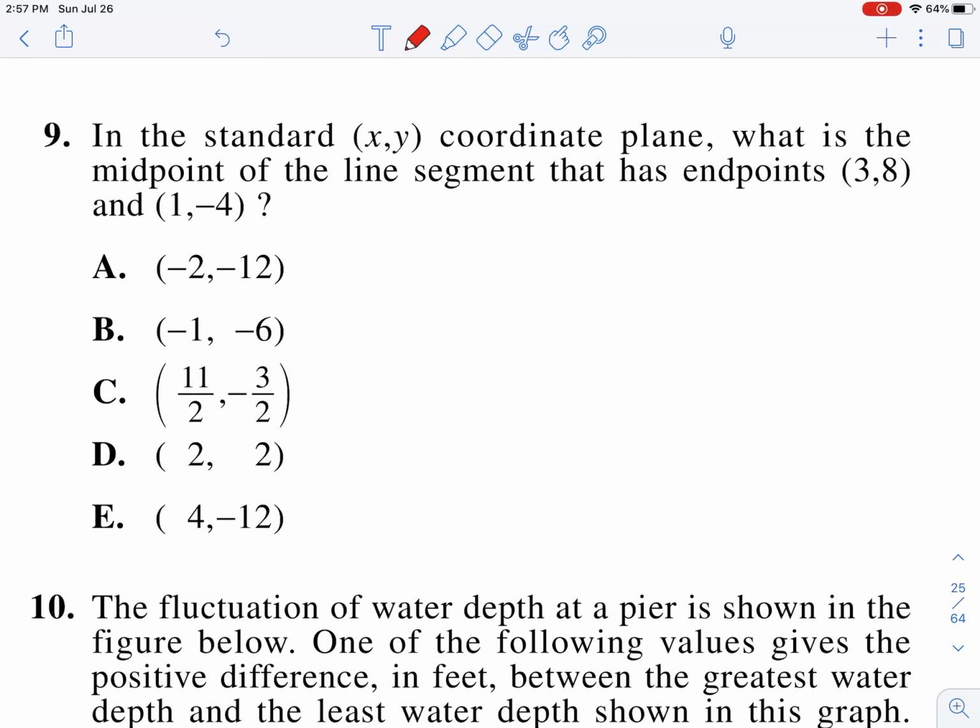In the standard coordinate plane, what is the midpoint of the line segment that has these endpoints? For the midpoint, it's a very simple procedure. You just find the average of the x values, in this case the average of 1 and 3, and then you find the average of the y values, which in this case are 8 and negative 4. So let's do it step by step: the midpoint is the average of x, average of y.